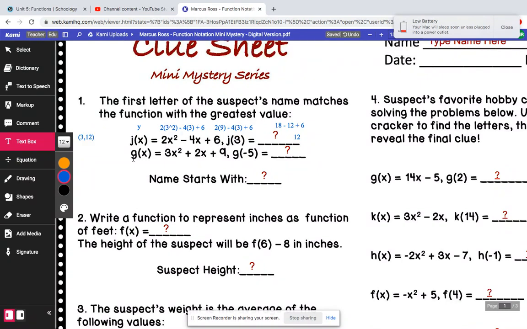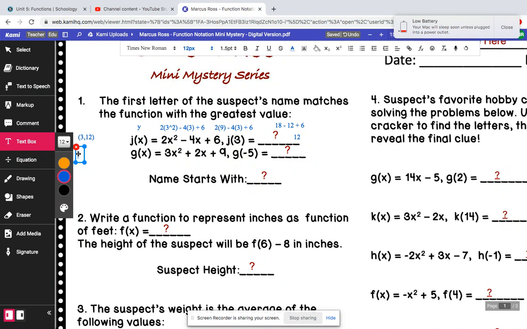Okay. Let's go ahead and do d really fast. G of x equals 3x squared plus 2x plus 9. G of negative 5 is what? So when x is negative 5, what is y? G of x is y. G of negative 5 is y. Okay, so exact same idea. Let me quickly show you this. G of x equals y, but so does g of negative 5. It still does equal y. So it doesn't matter if you have a number in for x, it still is going to equal y.